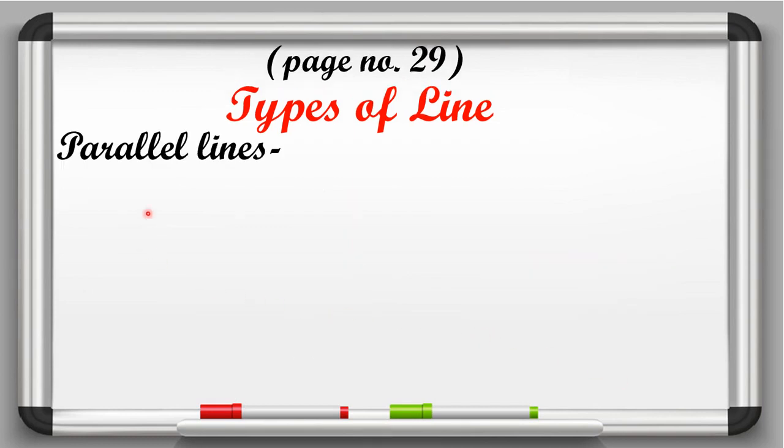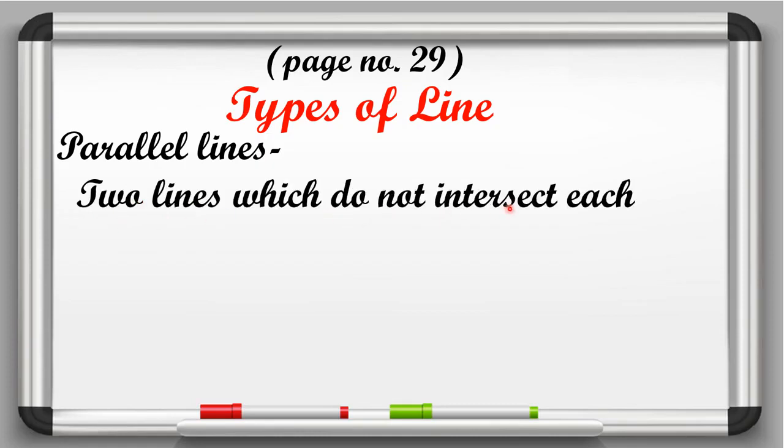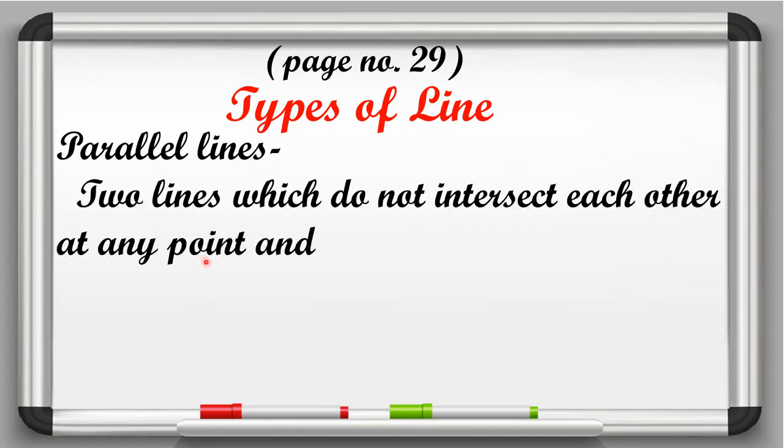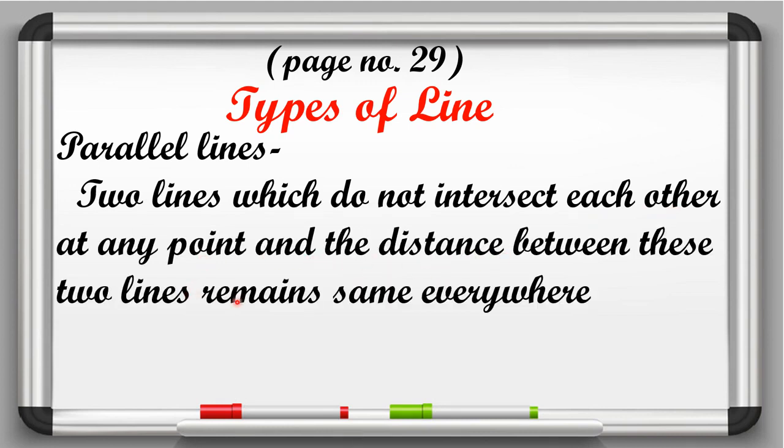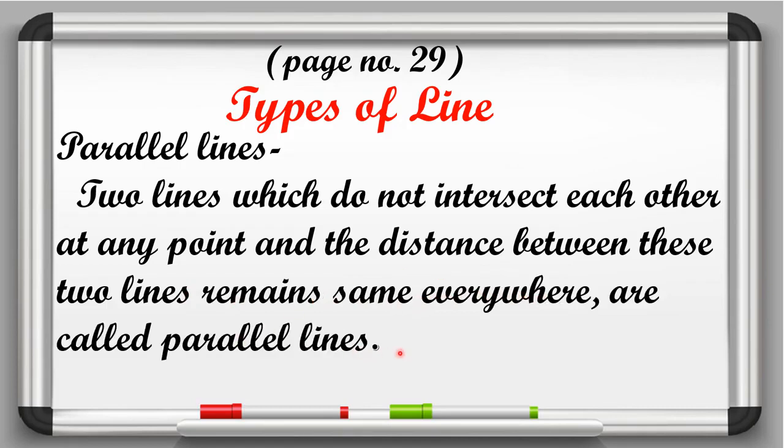Now parallel lines. What do you mean by parallel lines? Parallel lines क्या होती हैं बेटा? Two lines which do not intersect each other at any point and the distance between these two lines remains the same everywhere are called parallel lines.